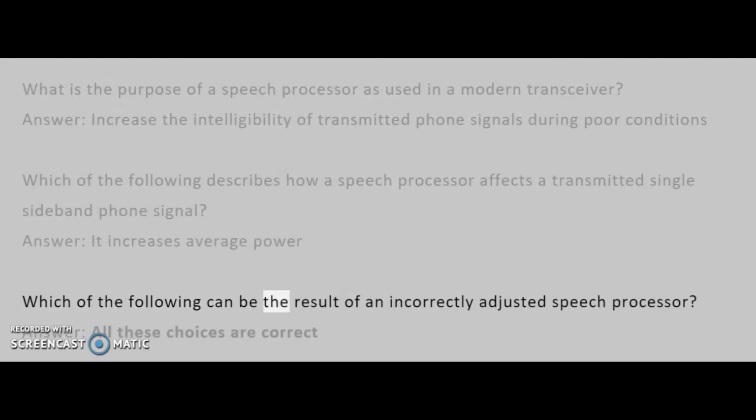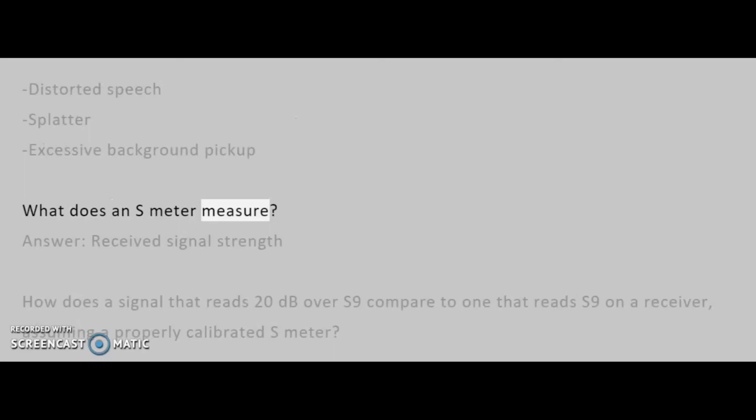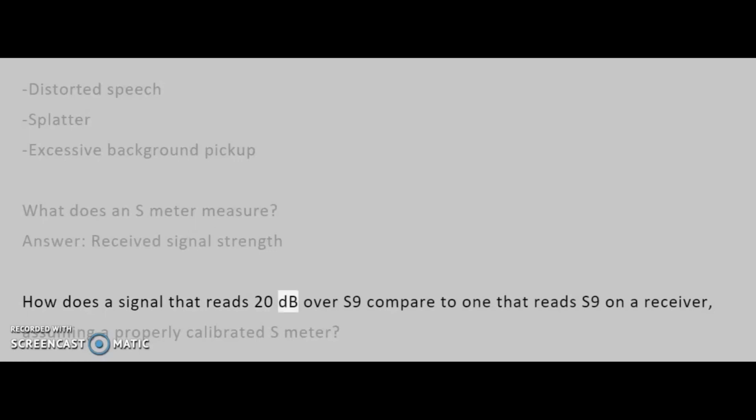Which of the following can be the result of an incorrectly adjusted speech processor? Answer: all these choices are correct. Distorted speech, splatter, excessive background pickup. What does an S-meter measure? Answer: received signal strength.